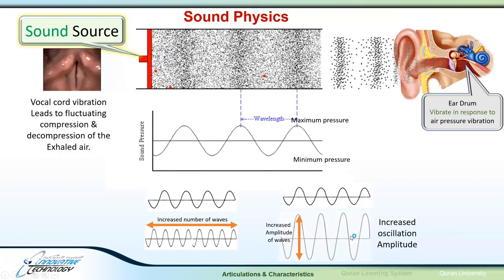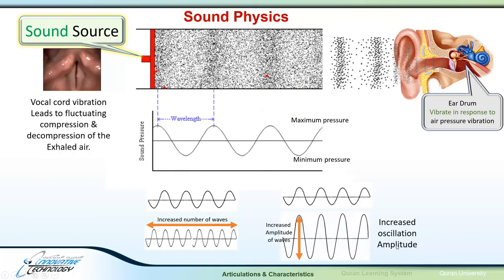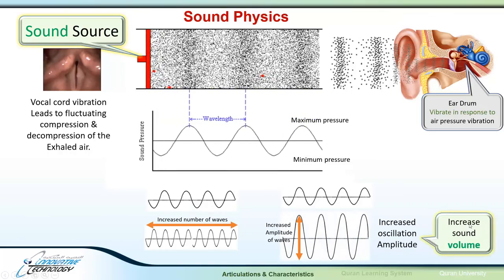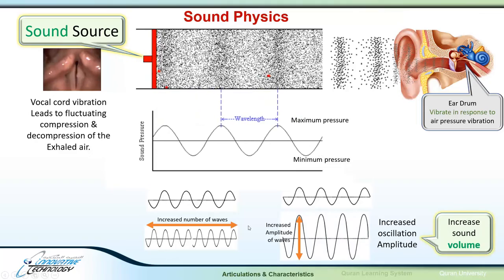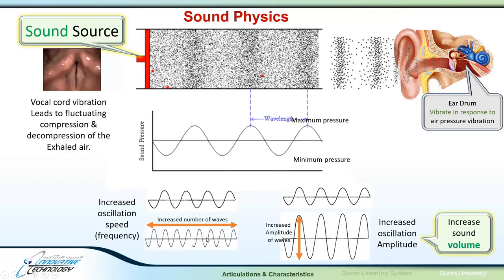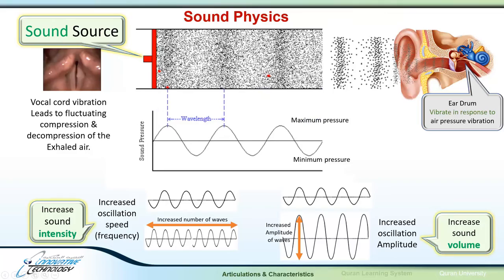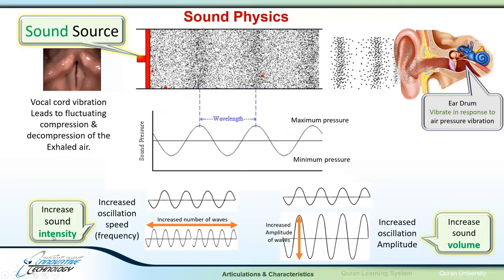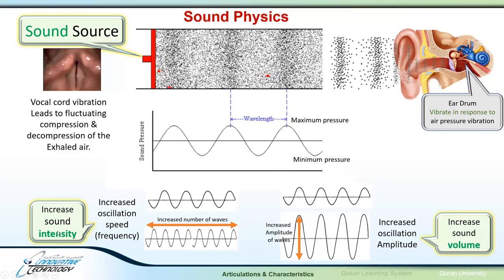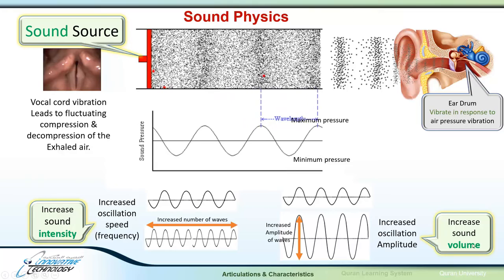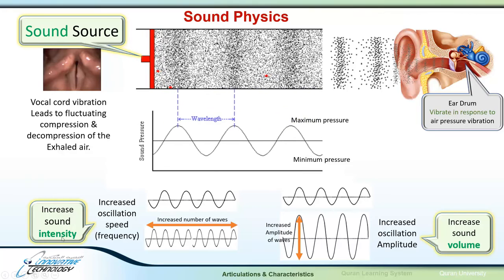And as a result of the increase in the amplitude, there would be an increase in the sound volume. While on the left side, the increase in the frequency, the oscillation speed, would actually lead to increased sound intensity. Now, we can differentiate between an increased volume of the sound and increased intensity of the sound.